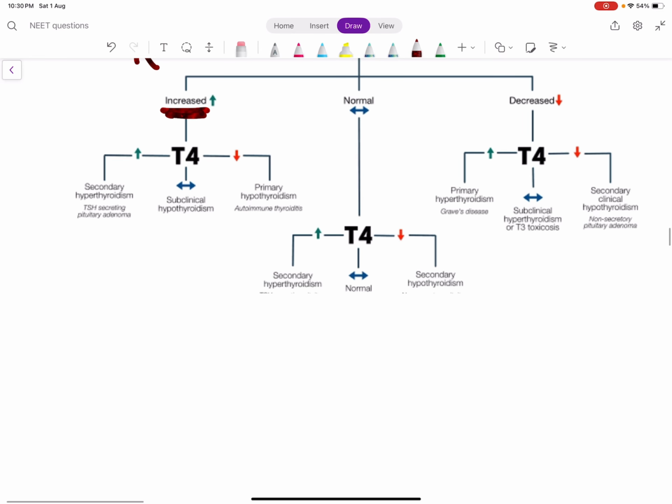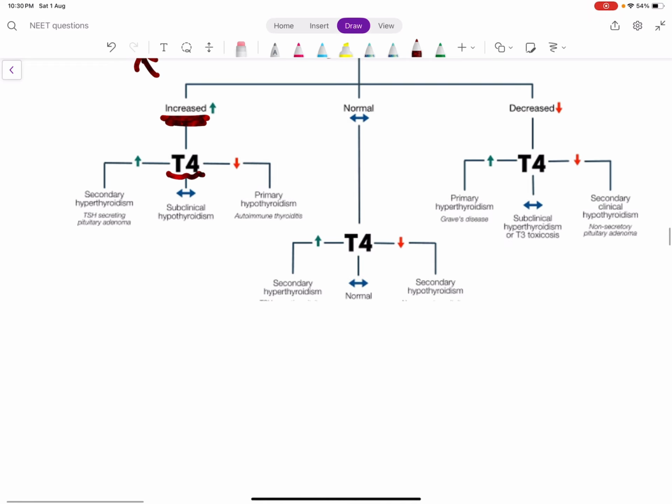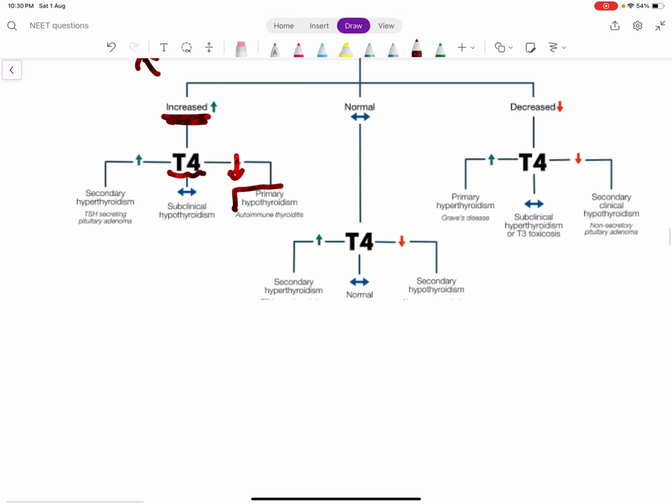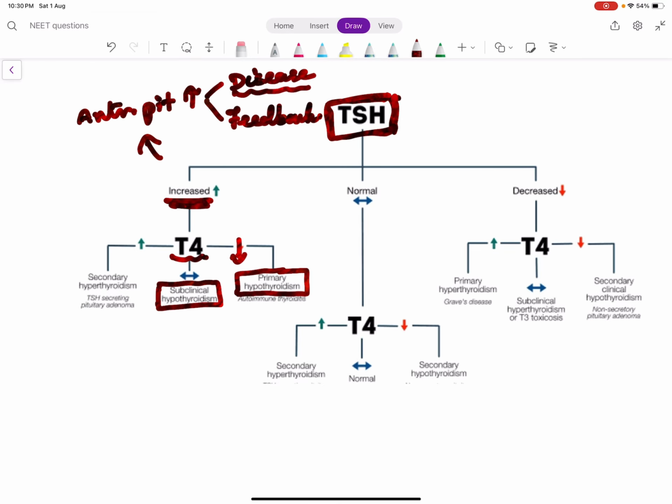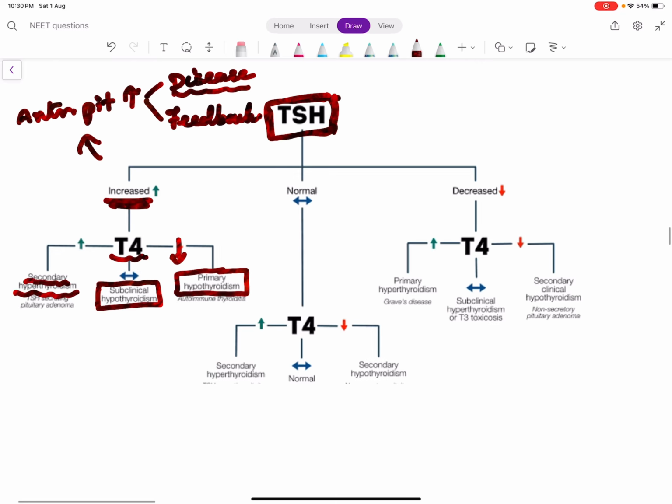So how will you differentiate that? By seeing the T4. If T4 is low, what does it indicate? If T4 is low and TSH is high, the thyroid gland is not producing any hormone, so TSH increases as a feedback. So it is primary hypothyroidism. Now what if T4 is normal but TSH is high? It is called subclinical hypothyroidism. Now if TSH is high and T4 is also high, definitely it means TSH is stimulating more T4 production. So it is secondary hyperthyroidism. Right? You can understand the term now.